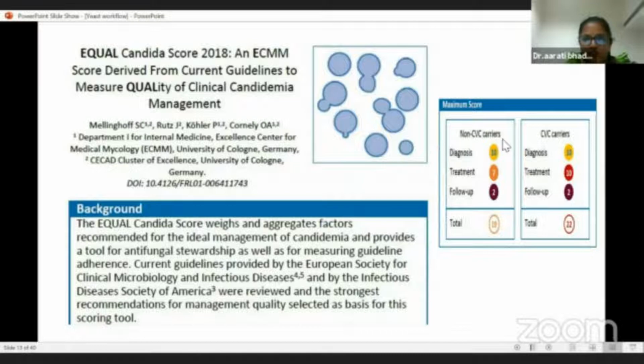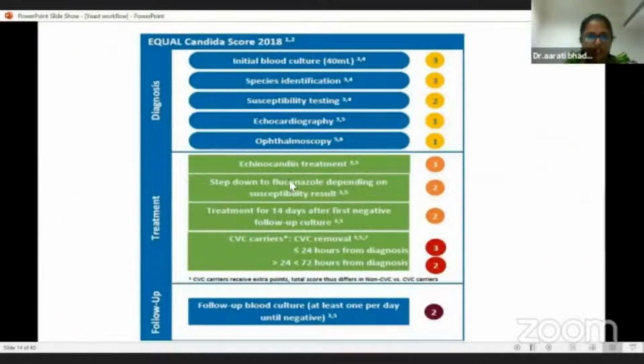So this scoring is actually of two types: for non-CVC carriers and for central venous catheter carriers. Two different scores are there. It depends on the diagnosis, treatment, and follow-up. All three things should be checked. In the diagnosis, we will look at the initial blood culture, species identification, susceptibility testing, echocardiography, and ophthalmoscopy. Whether all these things have been done or not, we have to check, and according to that, we have to score. In the treatment part, echinocandin treatment, step down to fluconazole depending on the susceptibility results.